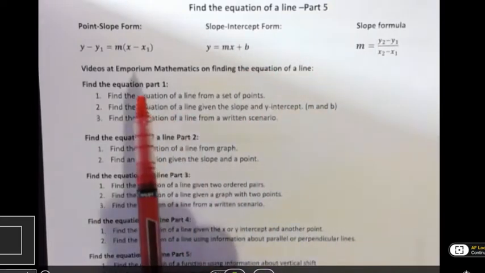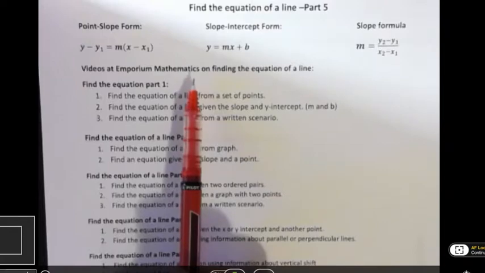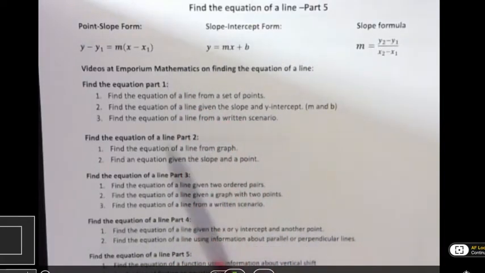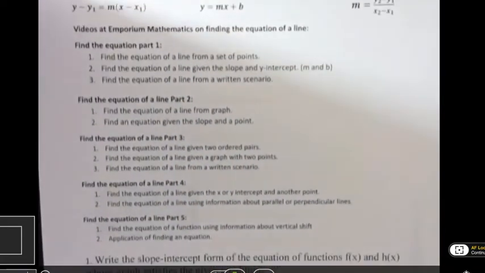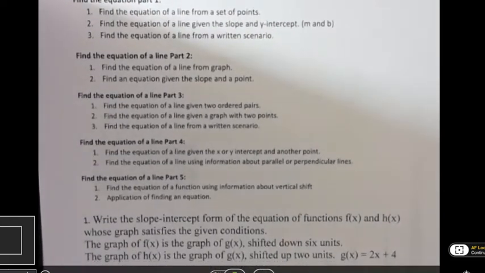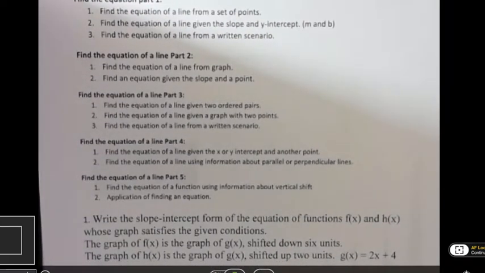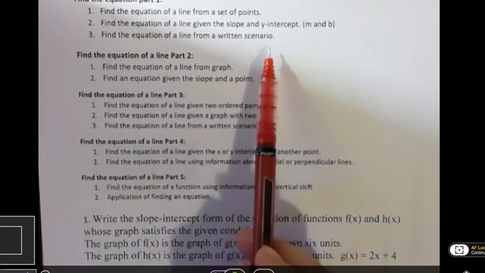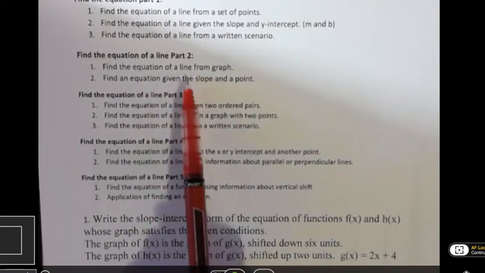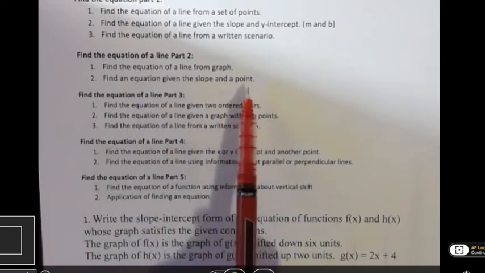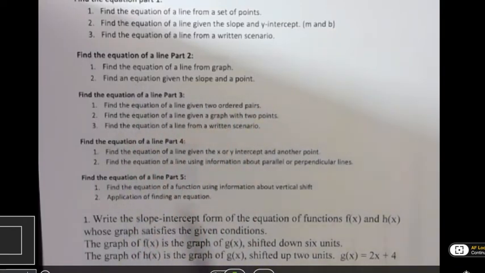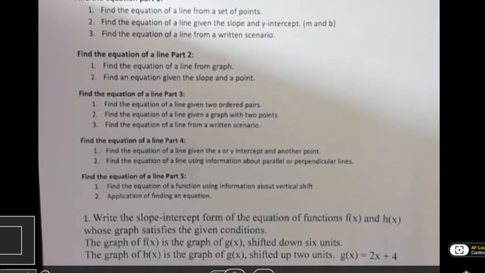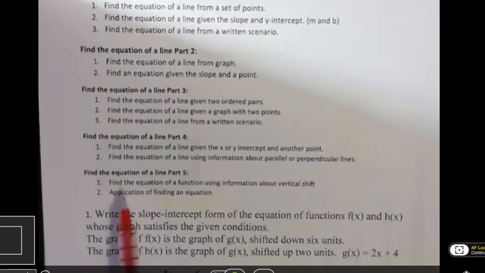So you can go to Emporium Mathematics on YouTube and find part 1, 2, 3, or 4 if that's what you're looking for. Part 1, we're finding the equation of a line from a set of points, given the slope and the y-intercept, and from a written scenario. Part 2, a line from a graph, an equation from the slope and a point, and so forth. So look at those and decide what part you need. This video, we're going to find the equation of a function using information about vertical shift.